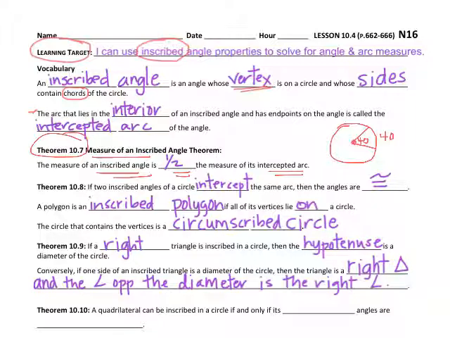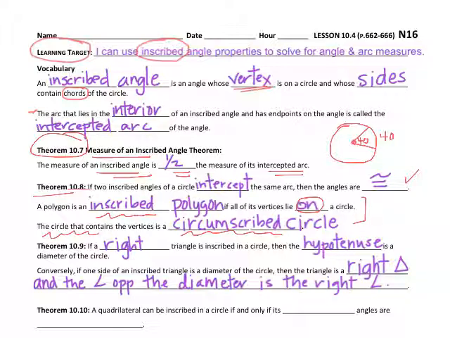Okay, next we have theorem 10.8. If two inscribed angles of a circle intercept the same arc, then the angles are congruent. We're going to have some practice problems having to do with this particular theorem. It also states here a polygon is an inscribed polygon if all of its vertices lie on a circle, and the converse of that is the circle that contains the vertices is a circumscribed circle. We're going to take a look at a couple of examples of those as well.